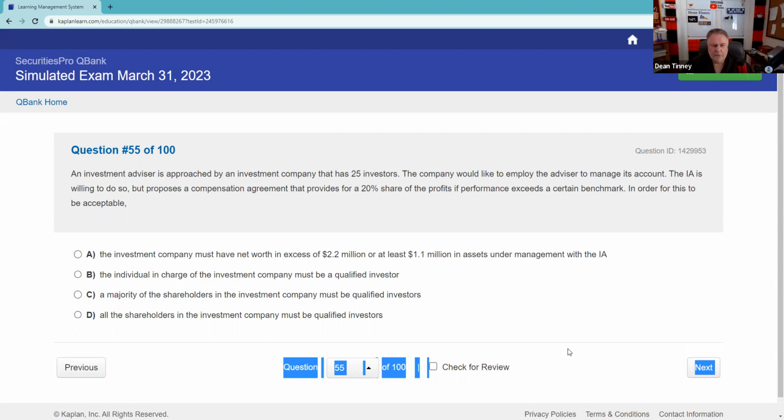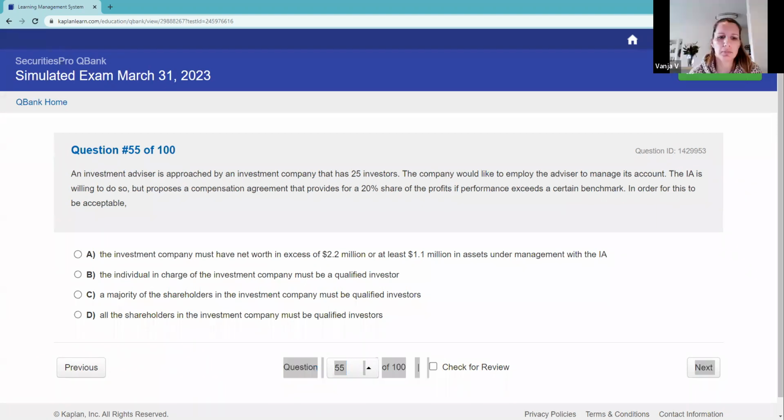An investment advisor is approached by an investment company that has 25 investors. The company would like to employ the advisor to manage its account. The investment advisor is willing to do so, but proposes a compensation agreement that provides a 20% share of the profits if performance exceeds a certain benchmark. In order for this to be acceptable, the investment company must have net worth in excess of 2.2 or 1.1. The individual in charge of the investment company must be a qualified investor. All right, that has nothing to do with that. A majority of the shareholders in the investment company must be qualified investors. All the shareholders in the investment company must be qualified investors.